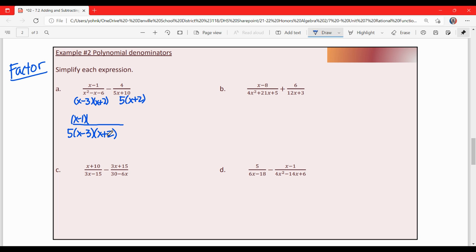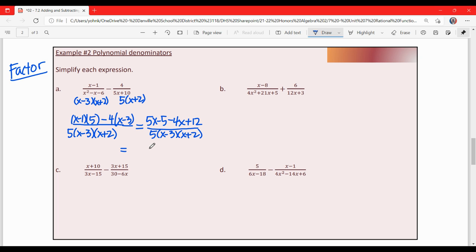And then I'm going to match up. All right, I got the x plus 2s, I got the x minus 3s, but I'm missing a 5, so I'm going to multiply by 5. Minus. Then I have a 4, and then I match it up again. I have the x plus 2s, I have the 5s, but I need an x minus 3. So that's what your first step looks like. Now I'm going to distribute. So x minus 1 times 5, that's 5x minus 5. Then I have minus 4x, and then I have plus 12. And that's all over 5 times x minus 3 times x plus 2.